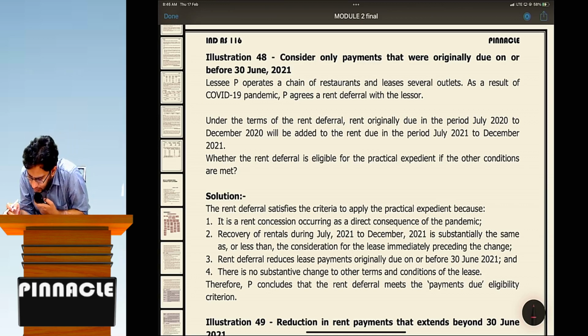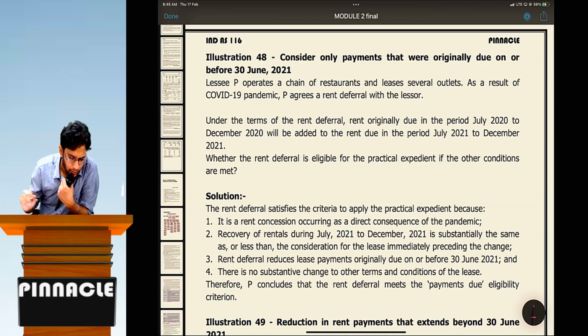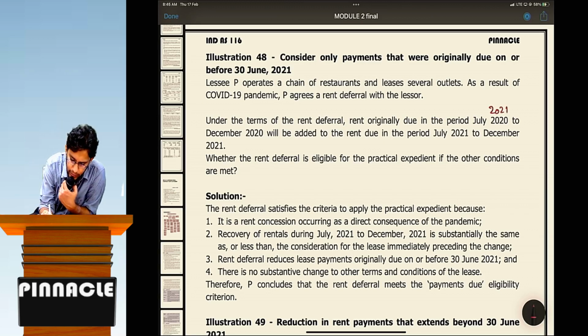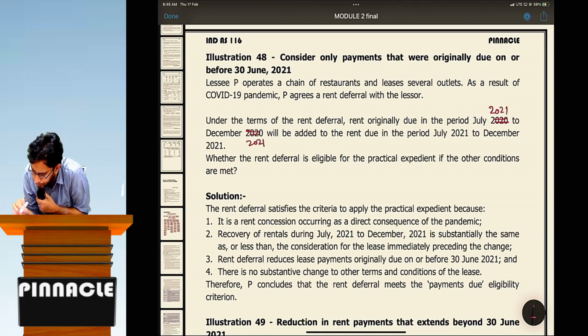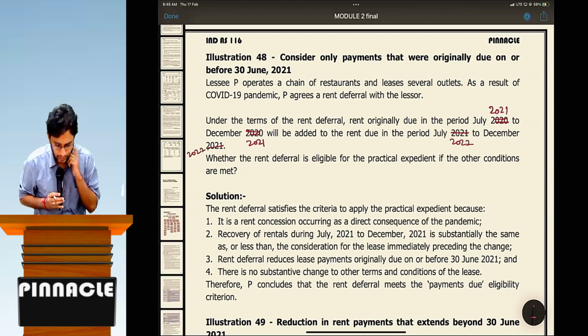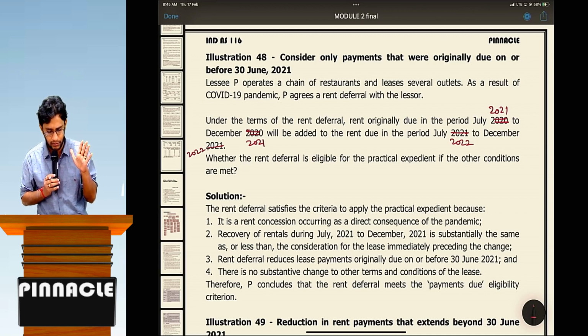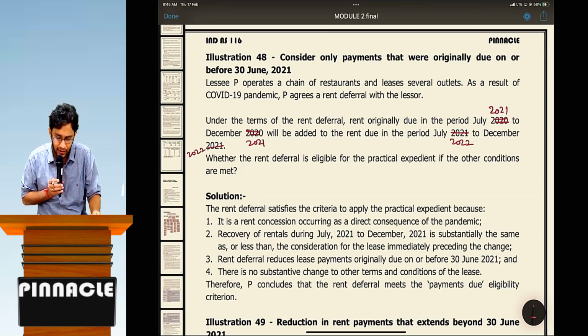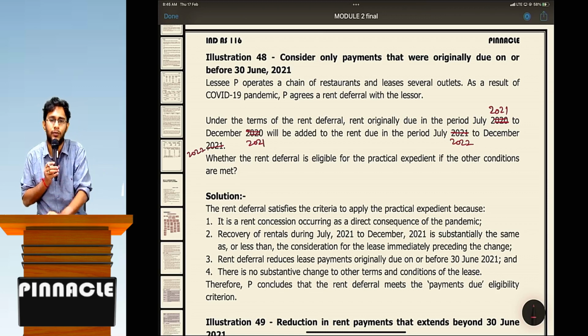Under the terms of the rent deferral, rent originally due in the period July 2021 to December 2021 will be added to rents that are due in the period July 2022 to December 2022. Anyway, what he is saying is July, August, September, October, November, December 2021, 6 months rent he will not pay. Whatever he is not paying right now will be recovered next year, July 22 to December 22 period, whatever normal rents are there, then that rent also you will have to add and pay.